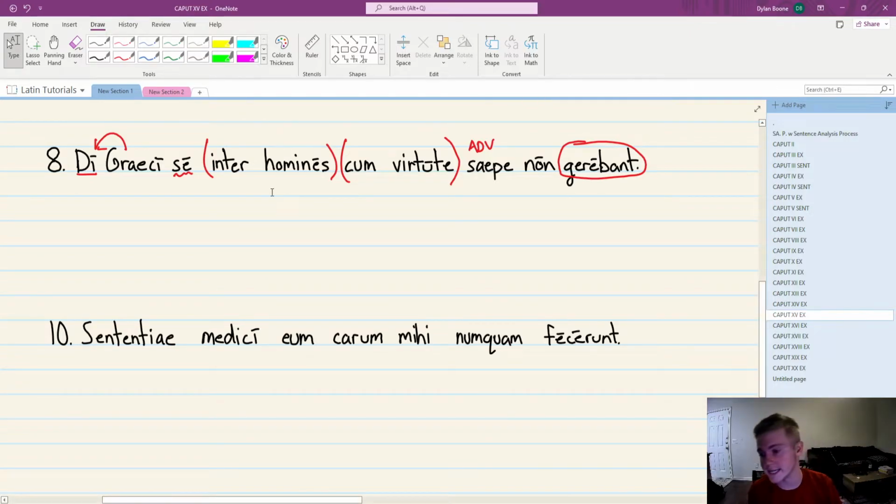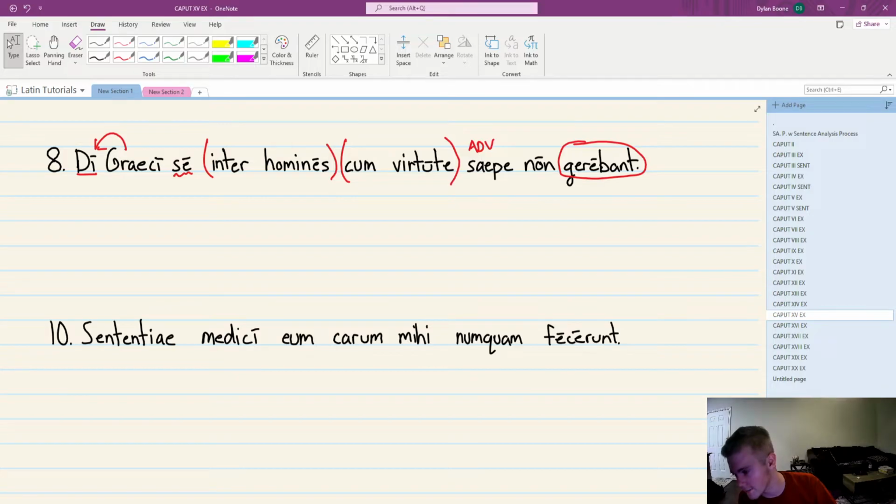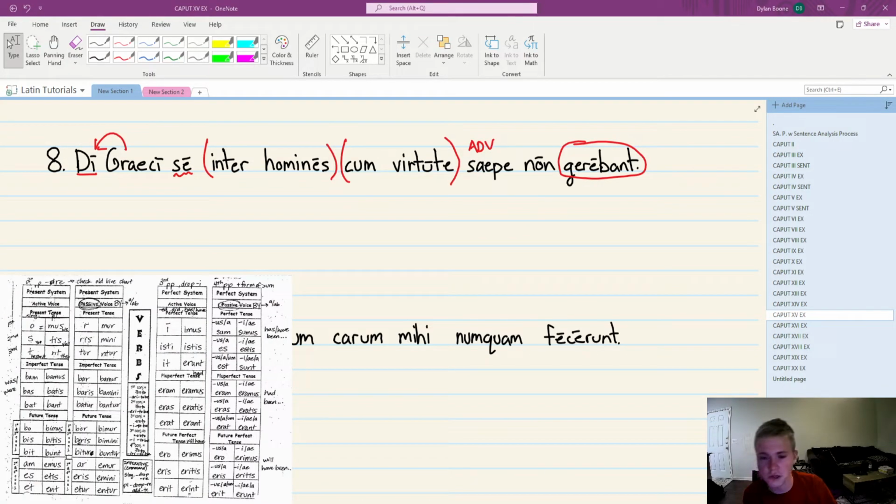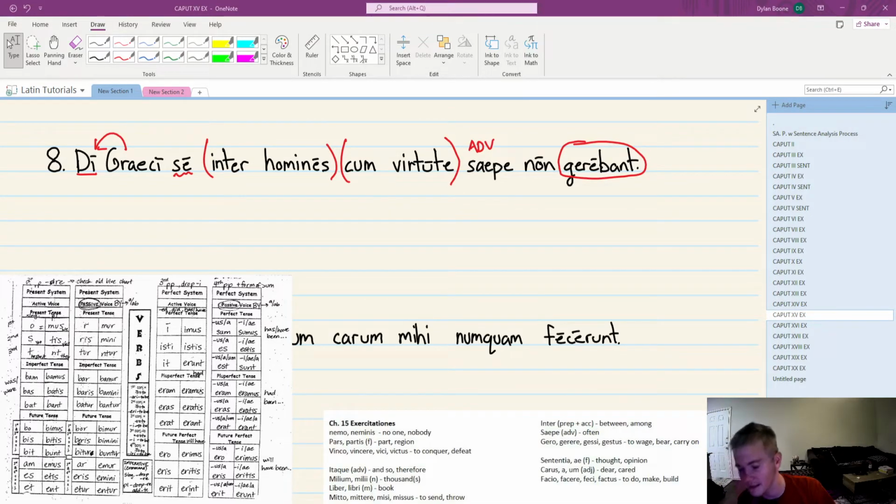So finding our verb, gerebant. We've seen that in the four principal parts for a verb chart. I think I've given it to you. I actually dropped the vocab, my bad. I've given it to you, but gero, gerere, gessi, gestus. So we're over here. Drop the re, add ba and nt, and we get an imperfect third person plural. They were.